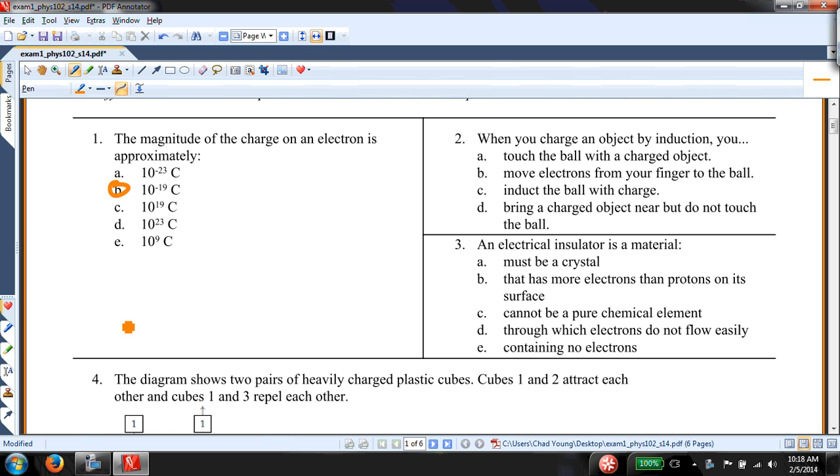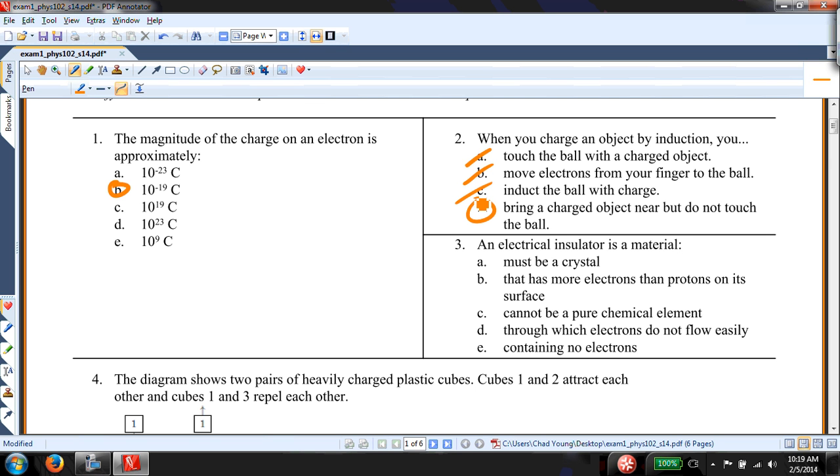When you charge an object by induction, you do which of these? Do you touch the ball with the charged object? No, because you don't touch an object when you charge it by induction. Do you move electrons from your finger to the ball? No, you don't. No transfer of charge from one object to another. Do you induct the ball with charge? I don't even know what that means, to induct a ball with charge. But you do bring a charged object near, but do not touch the ball.